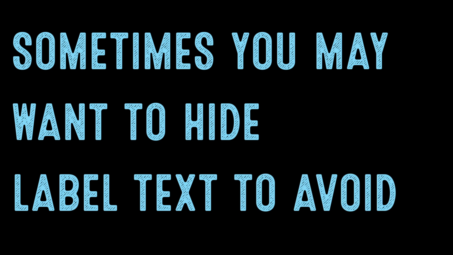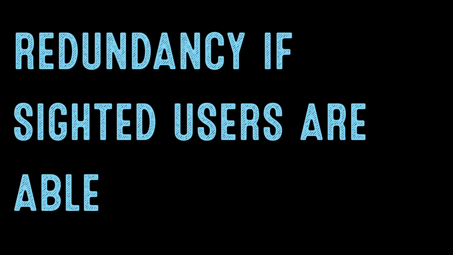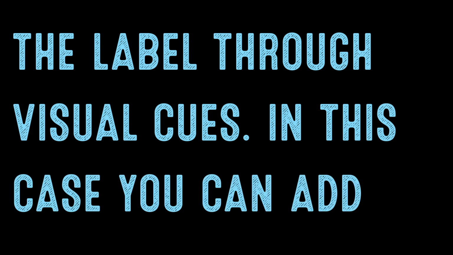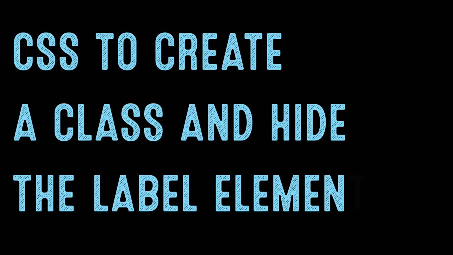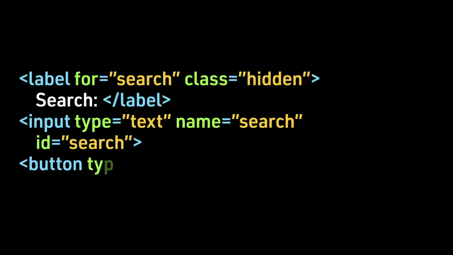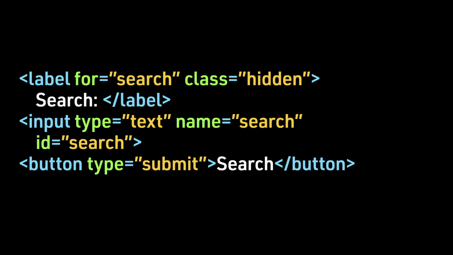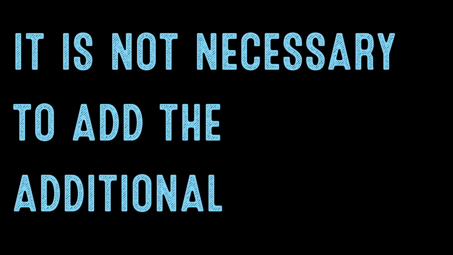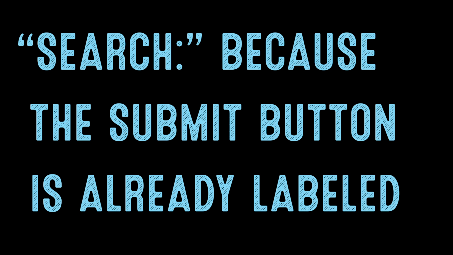Sometimes you may want to hide label text to avoid redundancy if sighted users are able to determine the label through visual cues. In this case, you can add CSS to create a class and hide the label element. Here is an example. It has a for attribute for search that binds it to the input for search. But it also has a submit button that has a text associated with it that also says search. It is not necessary to add the additional text search because the submit button is already labeled search.